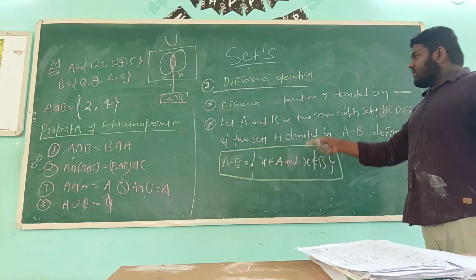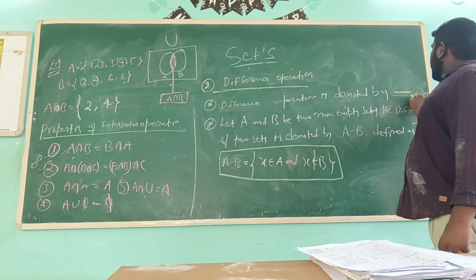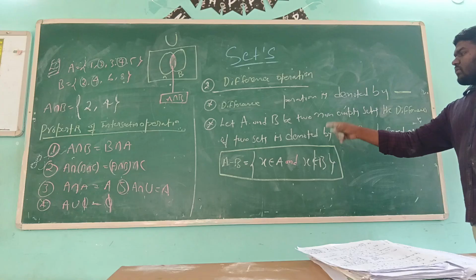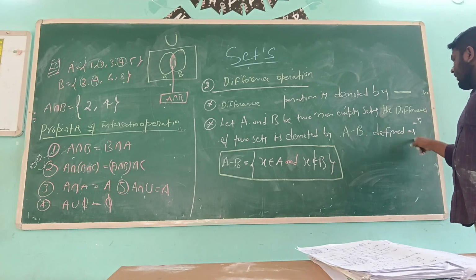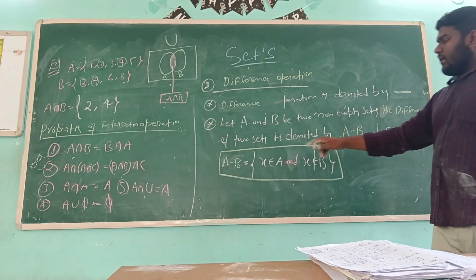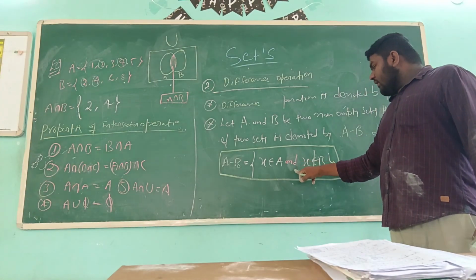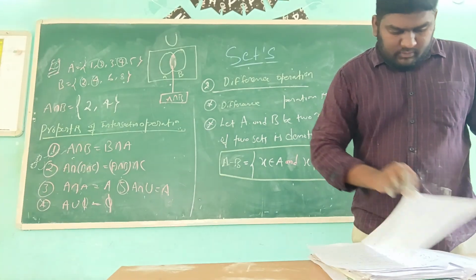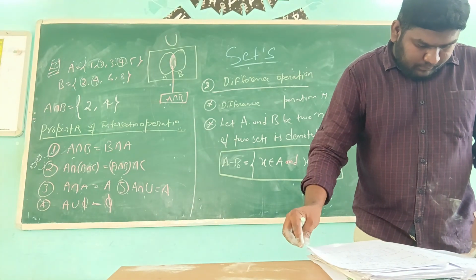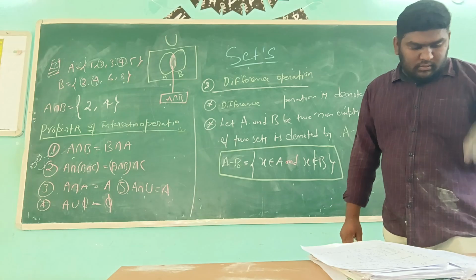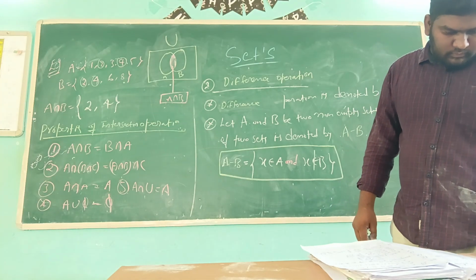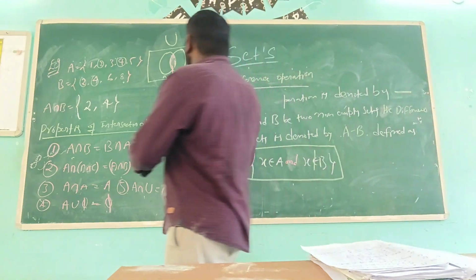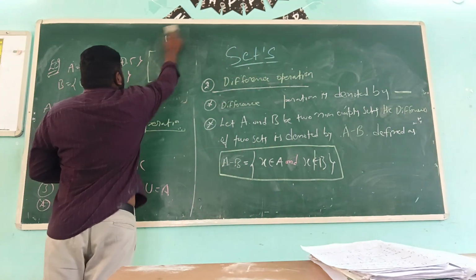Understood? The difference operator is denoted like this. Okay, A and B are two non-empty sets. The difference of two sets is denoted by A minus B, defined as X belongs to A and X does not belong to B. This is called the difference operator. Understood? Now, for an example, we are taking the difference operator.